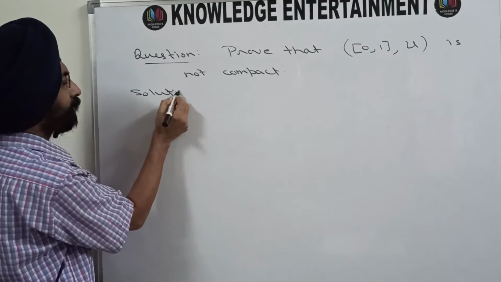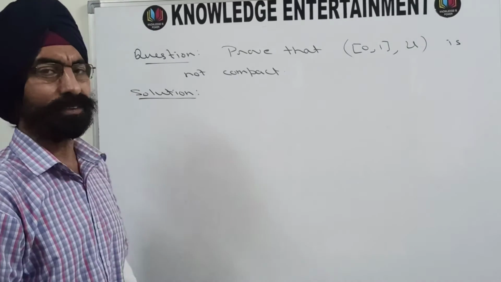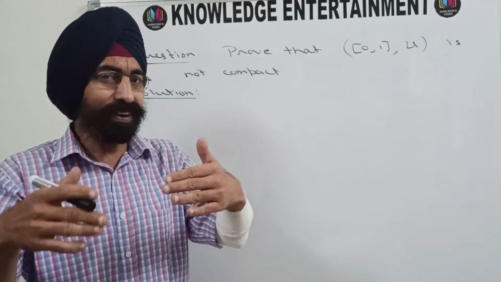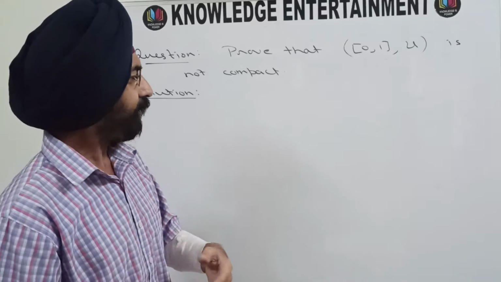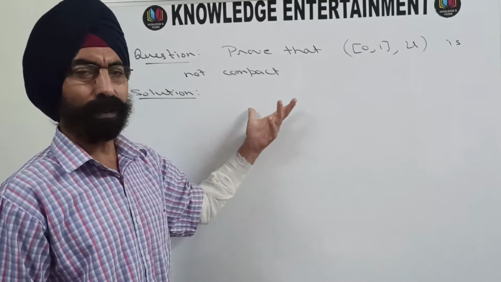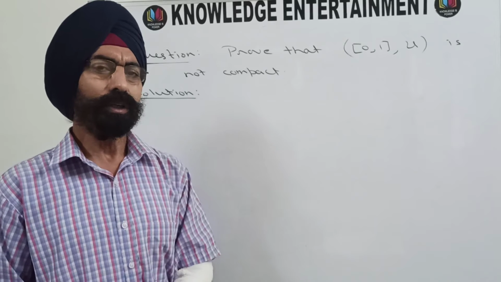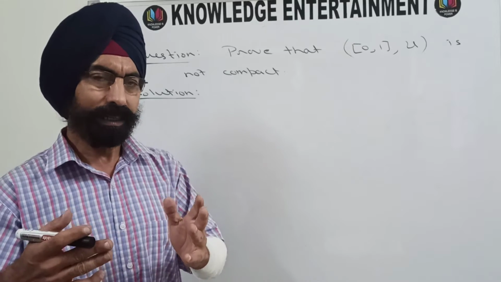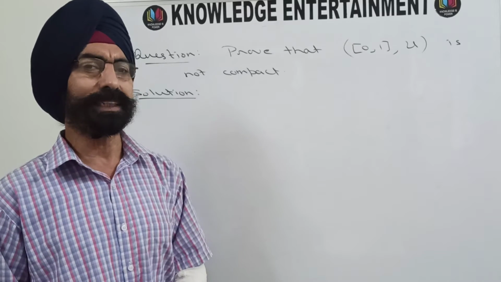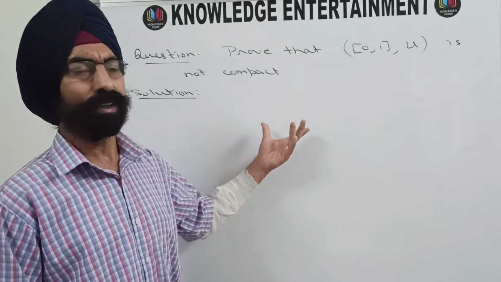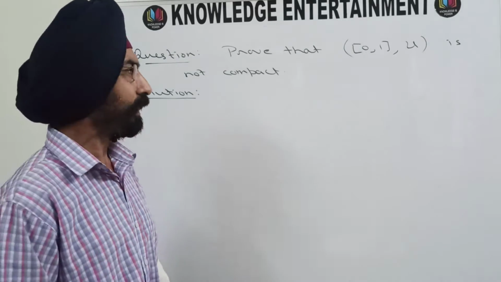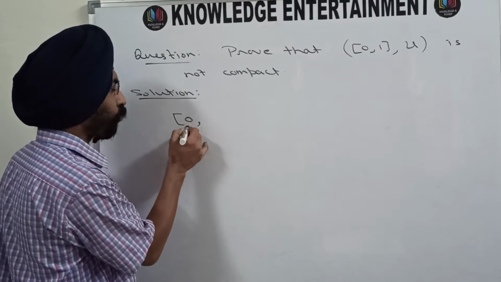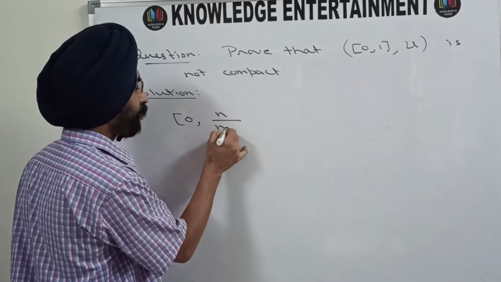Before going on to the solution, let me remind you the definition of compactness once again. A set or a space is compact if and only if every open cover has a finite subcover. So if I want to prove that it is not compact, what will I have to do? I'll have to find an open cover which has no finite subcover. If I can find an open cover having no finite subcover, it will be proved that the space is not compact.